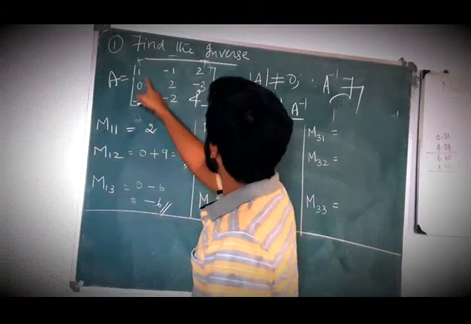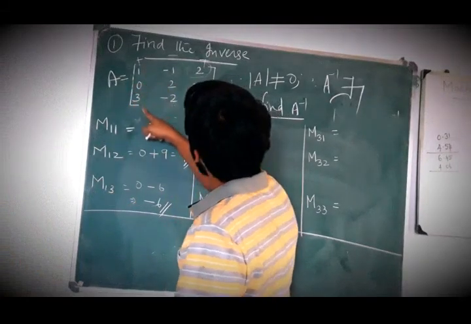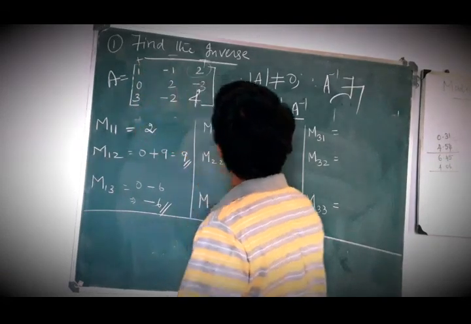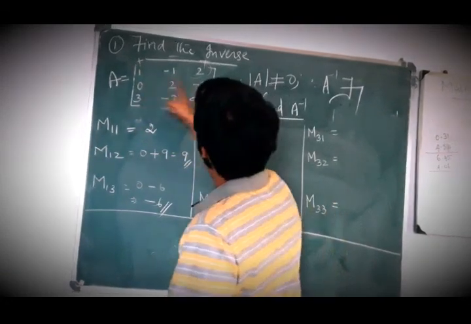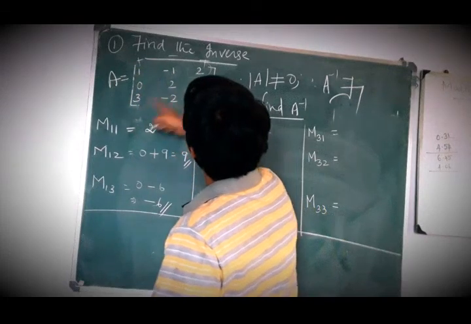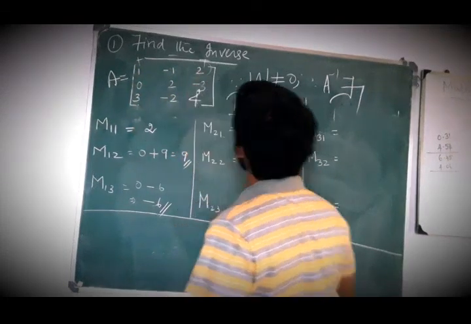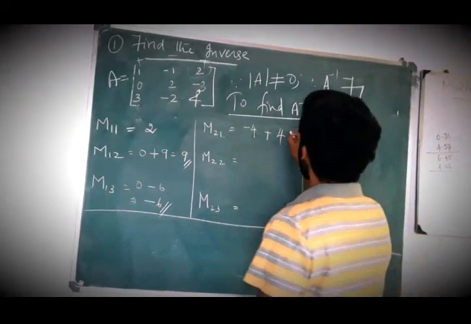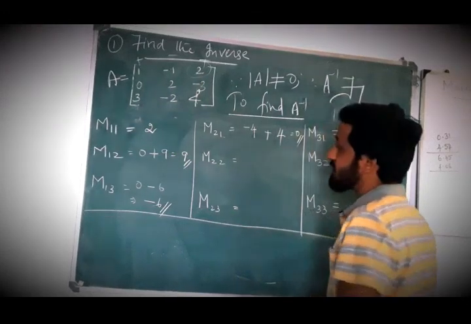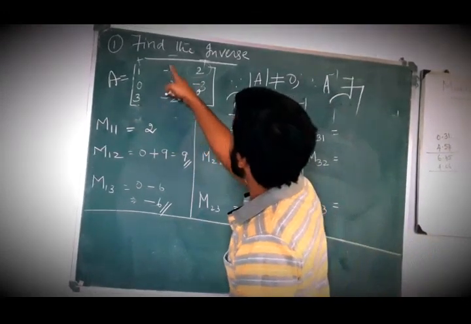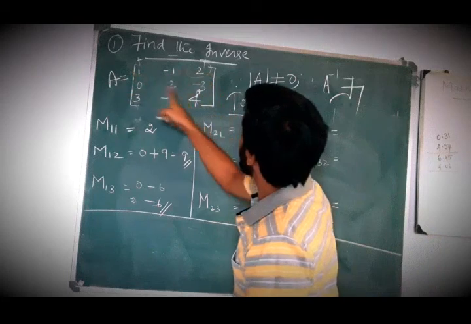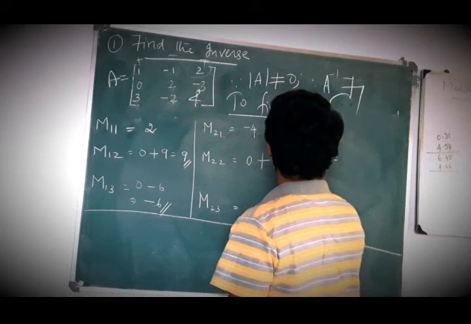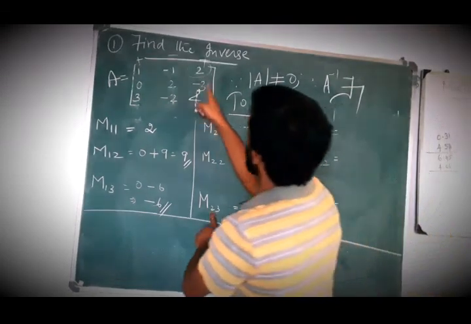What is M21? This element, this row, this column I have to eliminate. That is 4 into minus 1 is minus 4, minus 2 into 2, that is nothing but 4. Minus 4 plus 4 is nothing but 0. M21 is 0. What is M22? This row and this column I have to eliminate. 4 into 0 is 0, minus 3 into minus 3 is plus 9, 0 plus 9 is nothing but 9. Yes or no?